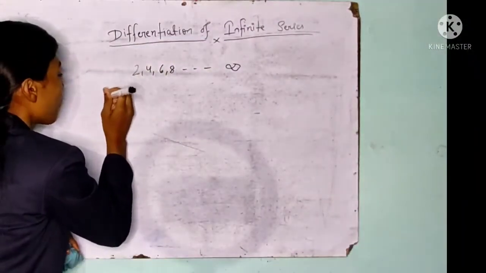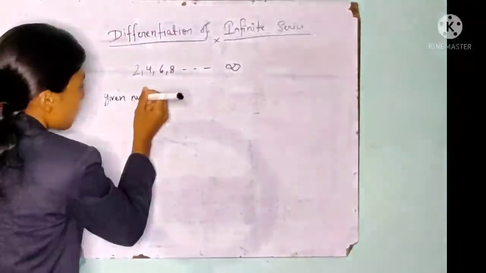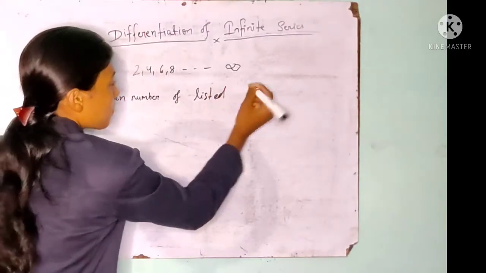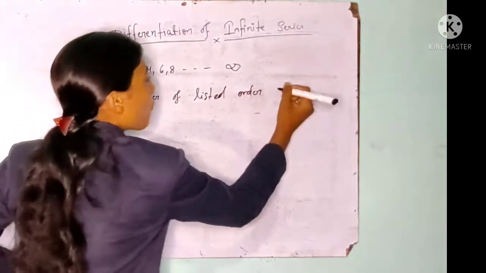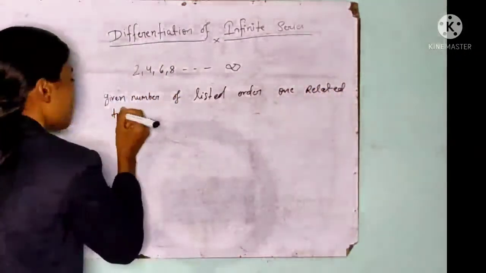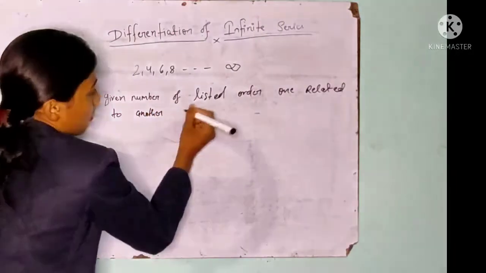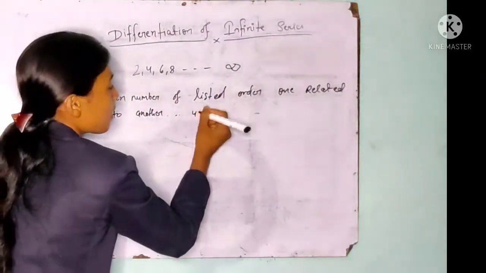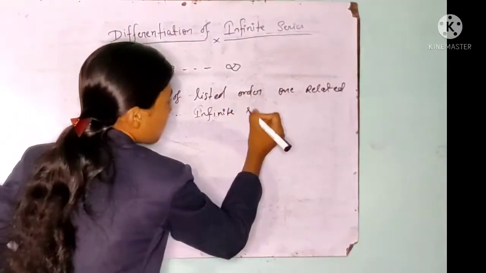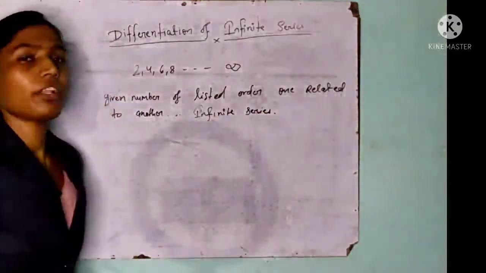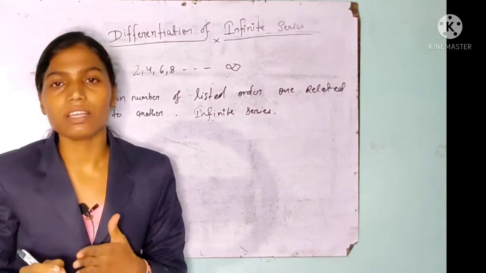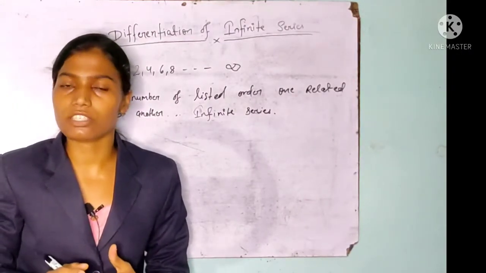Given number of terms in listed order, from one related to another. So what happened? That series is called an infinite series. So when the given series has many terms listed in order, from one related to another, then that series is called an infinite series. Can you understand?